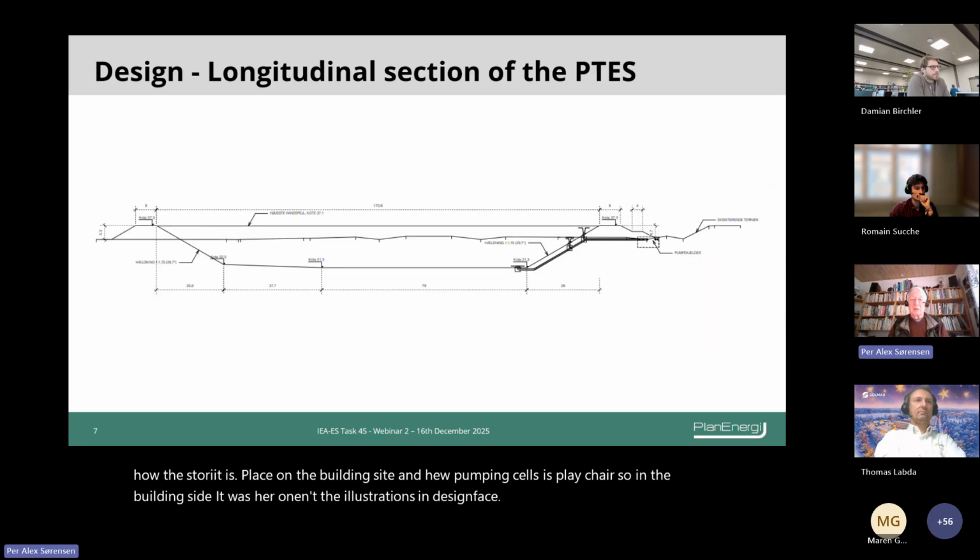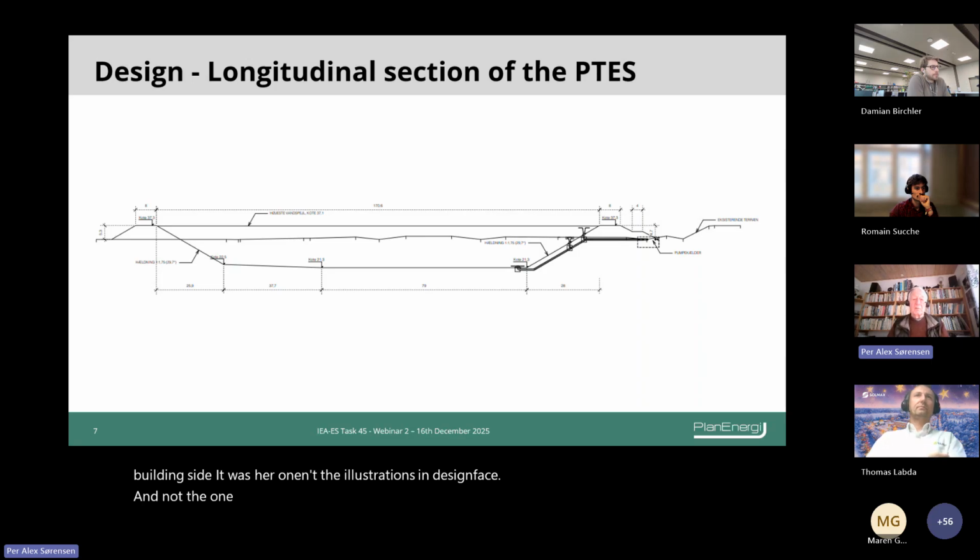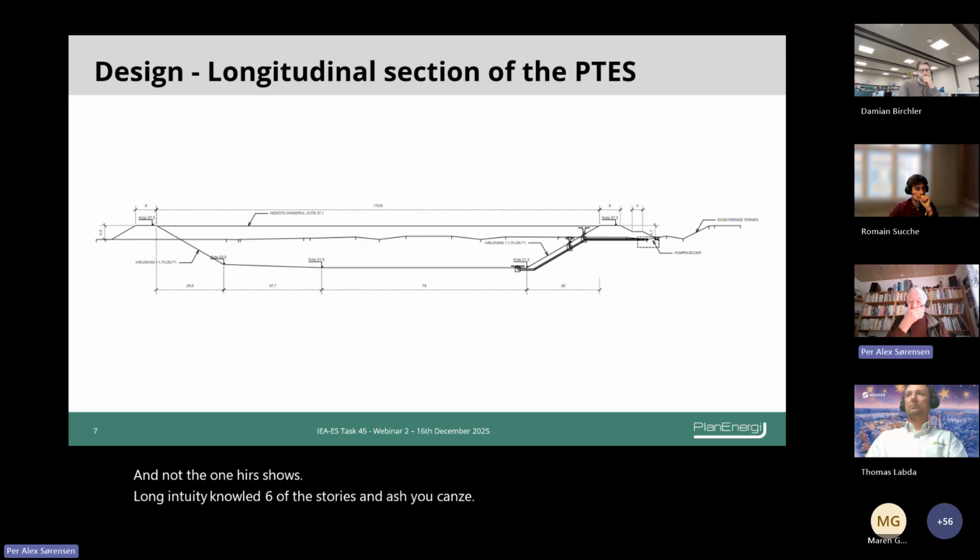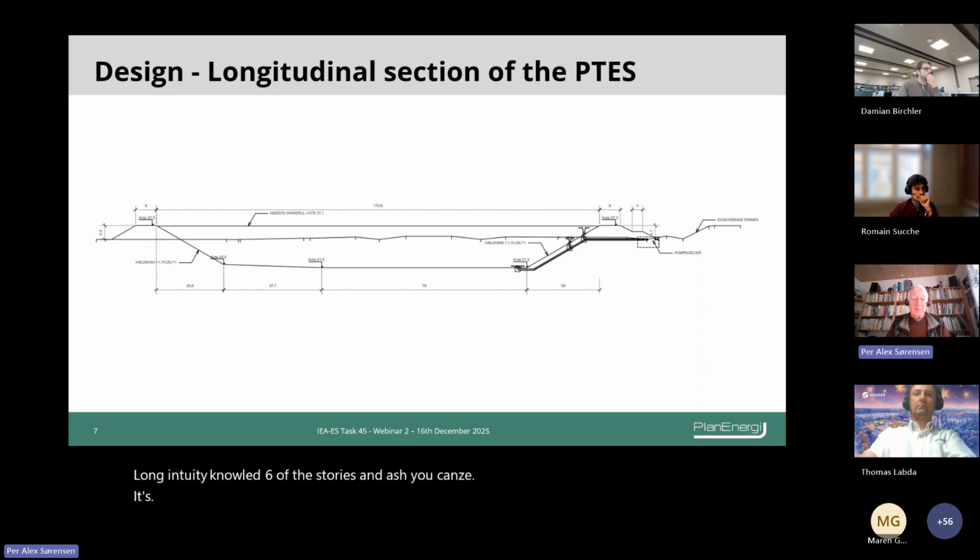Another one here shows the longitudinal section of the storage, and as you can see, it's a very flat storage, and it's very long. And we have in and outlet in one end, and even then we think we can have a good stratification in the storage. And this was also calculated during the design phase.